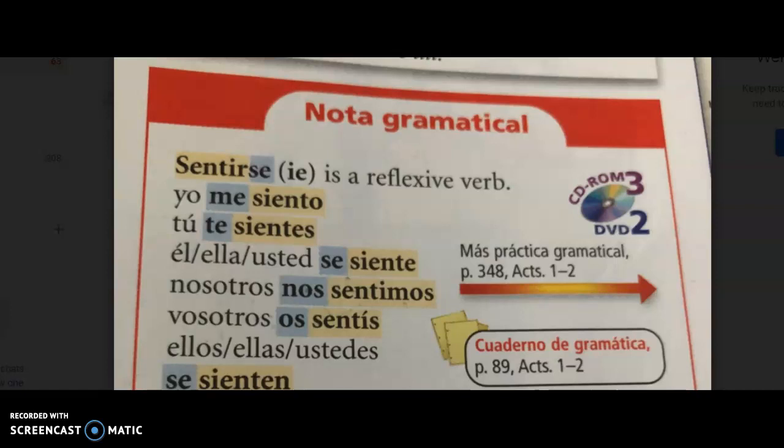Okay, so we're going to talk today about two stem changing verbs, and we're going to go ahead and look at sentirse first. It's on page 331, so page 331 if you want to look at it in your book, but I have it up here on the screen. So you're going to notice a couple of things about this verb. First, it is a reflexive verb.